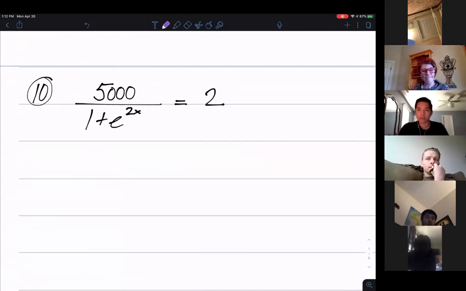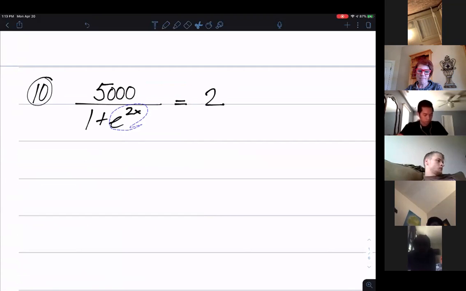Number 10. Okay, so again, my unknown is in the power. So somehow I need to get this guy alone on one side. Okay, so what are my options for getting that alone on one side? What should I do?